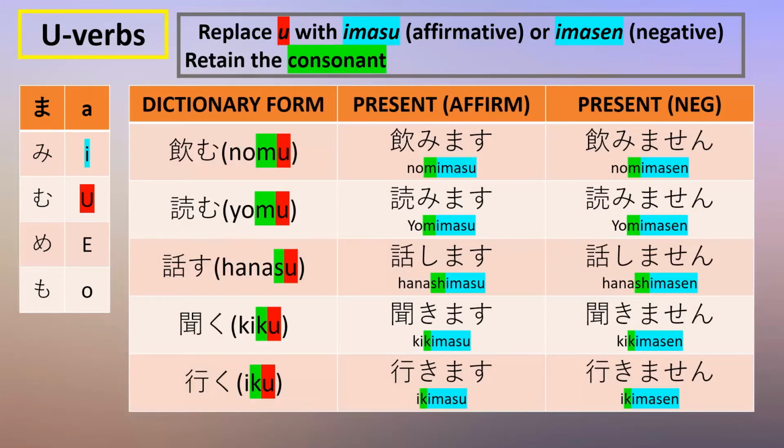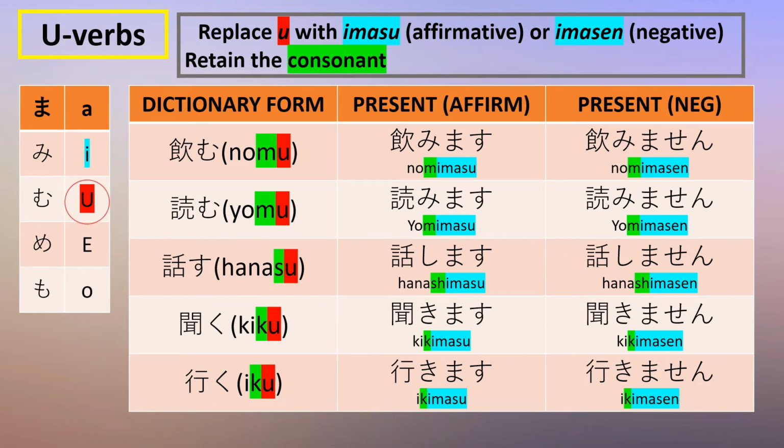As you can see in this example, for example, nomu. Here the base form is nom, and here we retain the consonant m when we conjugate. So we will remove the vowel u, change it with imas or imasen. For example, nomu, nomimas, nomimasen. See, the letter m is retained.